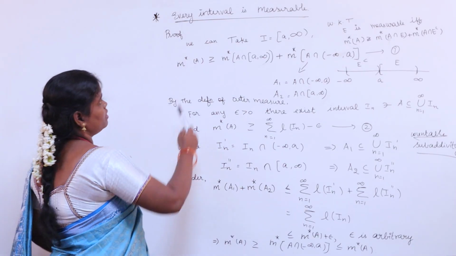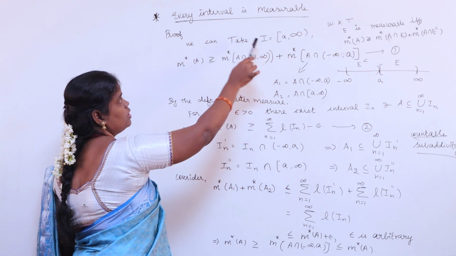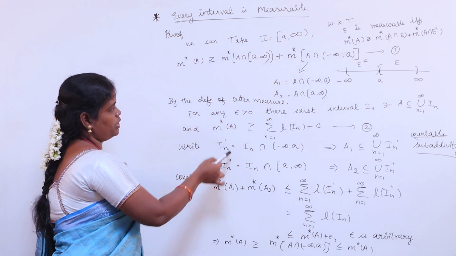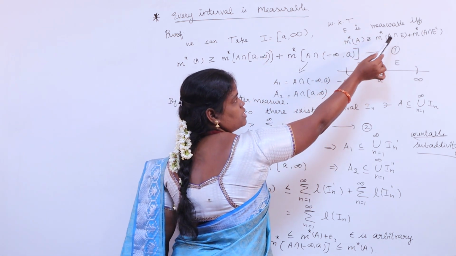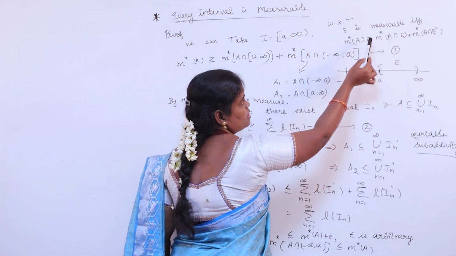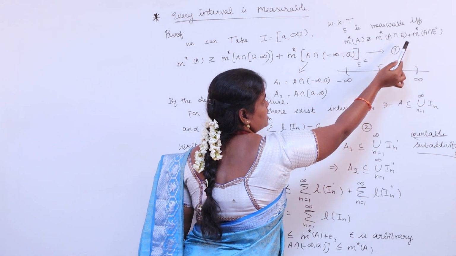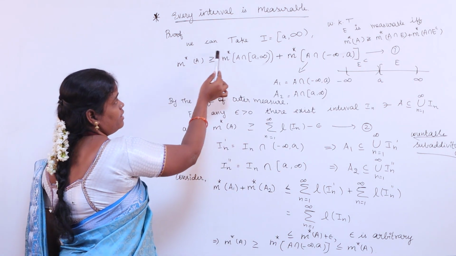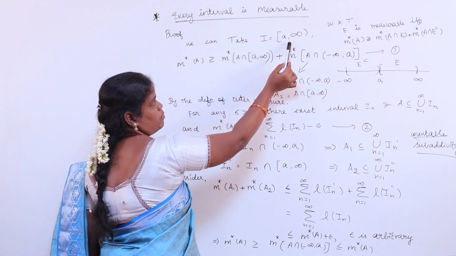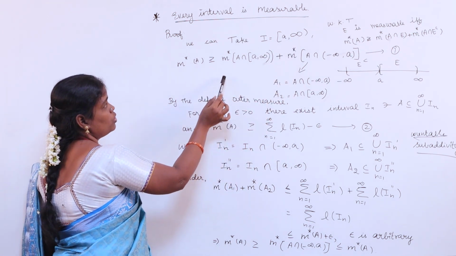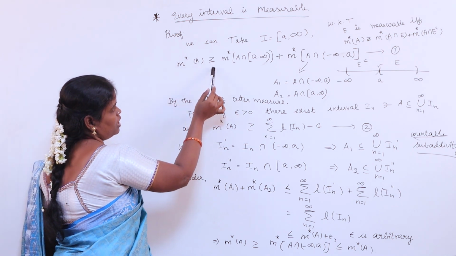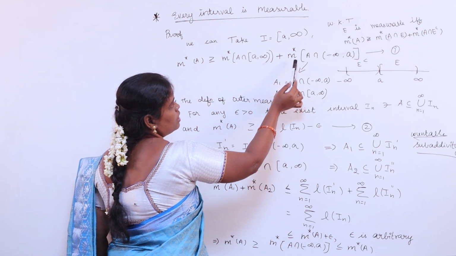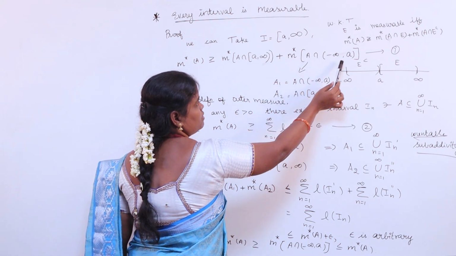The next important theorem is every interval is measurable. So you take any interval and you have to prove it is measurable. Already we know that E is measurable if and only if outer measure of A is greater than or equal to outer measure of A intersection E plus outer measure of A intersection E complement. So I can take the interval half open A comma infinity. We have to prove outer measure of A is greater than or equal to outer measure of A intersection half open A comma infinity plus outer measure of A intersection minus infinity comma A.